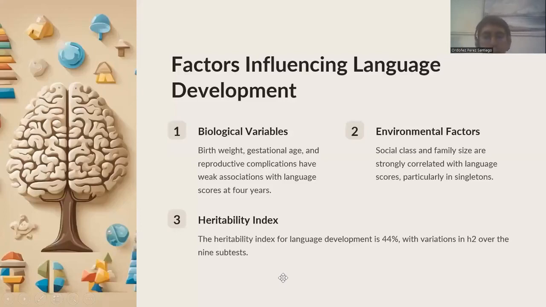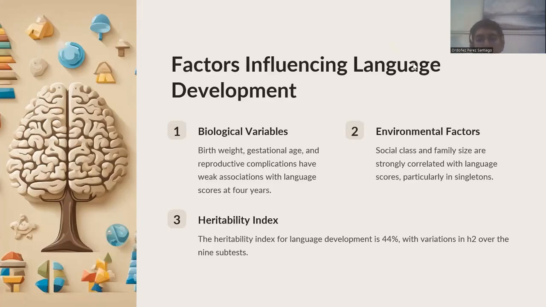Then we go for the factors influencing language development. What are the factors? In these slides, I want to focus on the debate of nature and nurture. Nature, in this way, is the biological variables that we have, for example, the birth weight, the gestational age, and the reproductive complications that have some association with language. In this case, the author shows us data that support the idea that they have a weak association with language scores at 4 years. But on the other hand, we have the nurture side, which is the environmental factors. Social class and family size are strongly correlated with the language score, particularly in singletons, but as well in twins. So that's a really important thing.